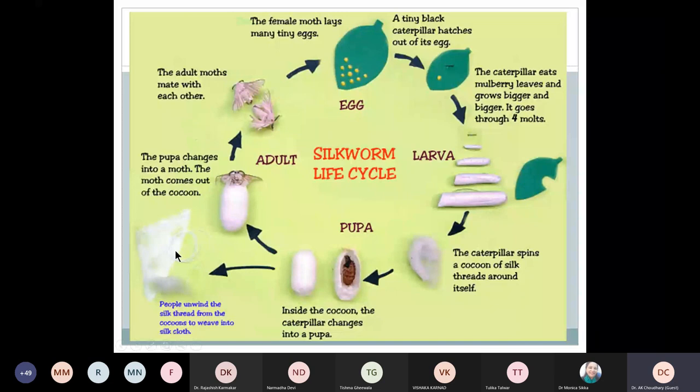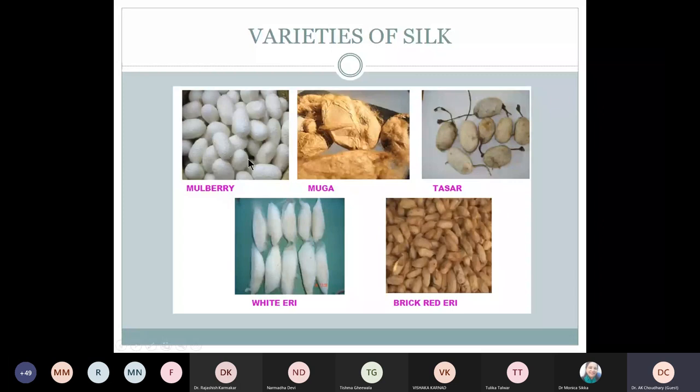So here you can see the cocoons. These are the mulberry cocoons, and there are so many types of mulberry cocoons: univoltine and multivoltine. Univoltine means once in a year, and multivoltine means the silk is produced 2 or 3 times over the year. Here you can see the specific.